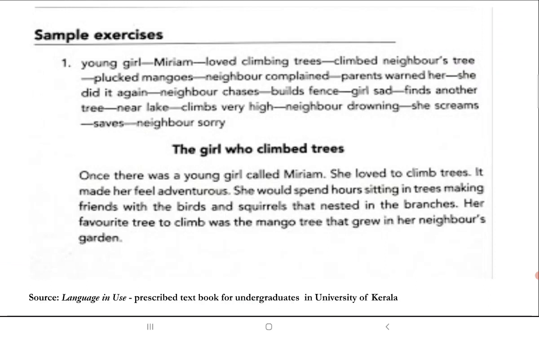So it is a story about a young girl, Miriam. She is very much interested in climbing trees. Once she climbed the neighbor's tree to pluck mangoes. Of course, the neighbor was angry and complained to her parents, but she never bothers to listen. The neighbor chased her once and built a fence, and she was sad that she couldn't climb a tree. And of course, the rest is the climax part that we'll read and see what it is.